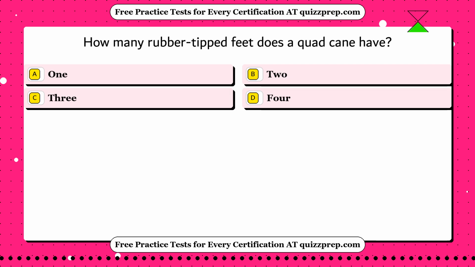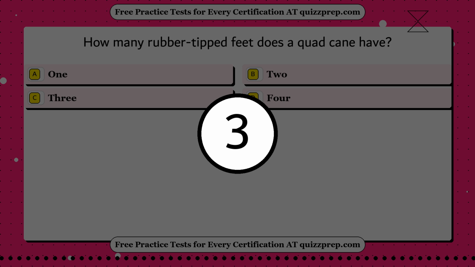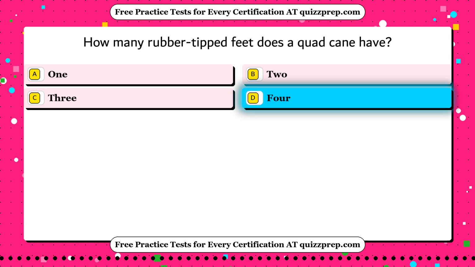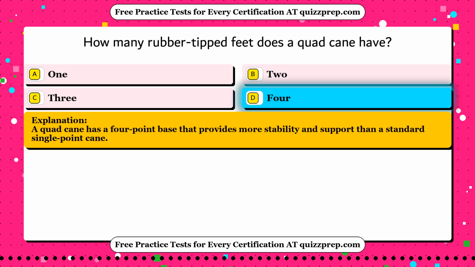Question 46. How many rubber-tipped feet does a quad cane have? Option A, 1. Option B, 2. Option C, 3. Option D, 4. The correct answer is option D, 4. A quad cane has a 4-point base that provides more stability and support than a standard single-point cane.